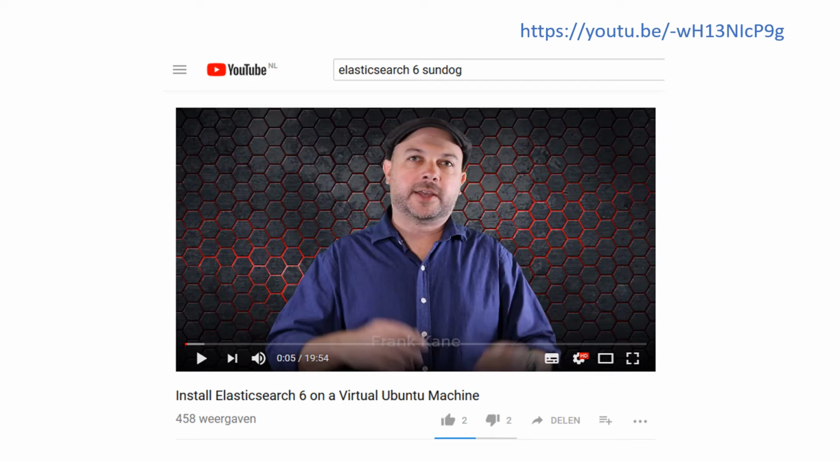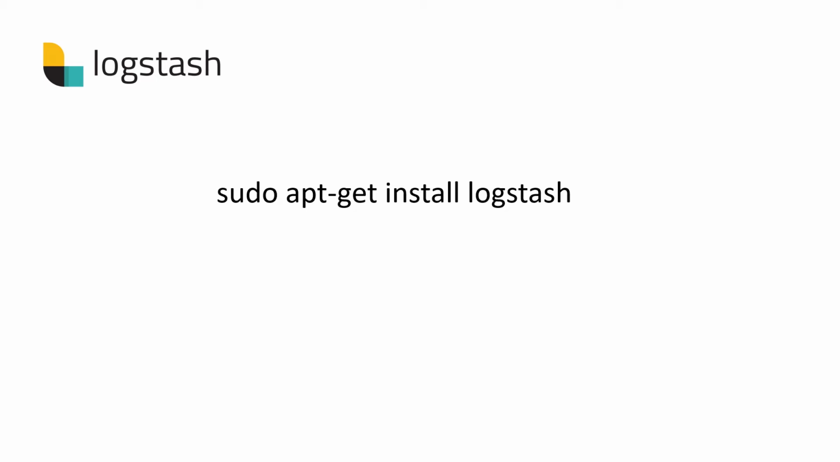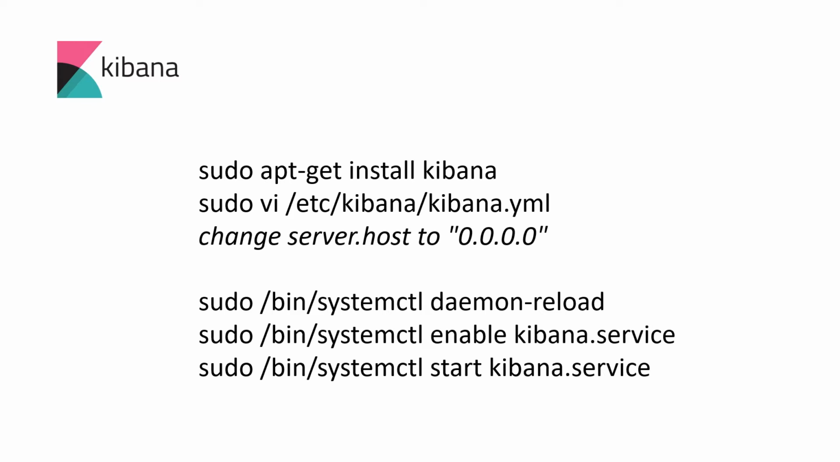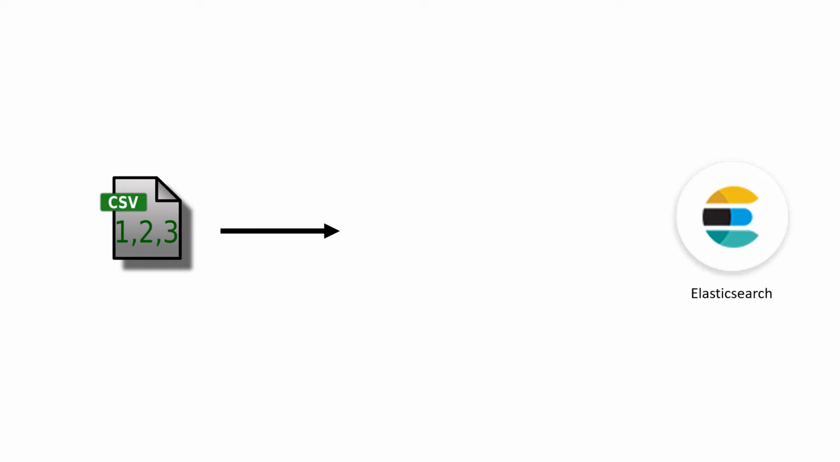After this, you need a couple of other stuff. By the way, I'll put a link in the notes. But you also need Logstash, and you need also to have Kibana, and I'll put the commands to do this in the notes as well. Now you think we're ready to load that CSV file, but it's not that easy. For example, because Elasticsearch doesn't eat CSV files. It likes JSON files for breakfast.